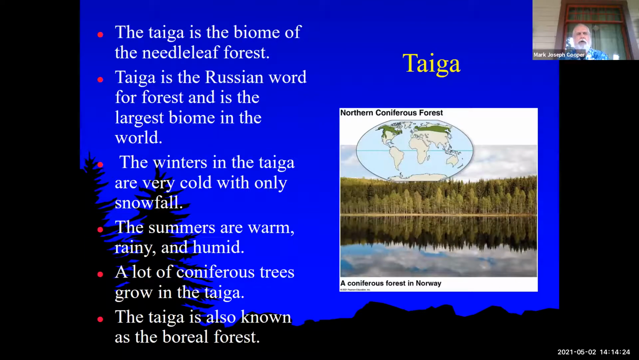All right, a couple more areas. Taiga. This is a coniferous forest. These are the ones with pine trees and things that have needles or scales for leaves. It's one of the largest continuous biomes. I will tell you the taiga is very cold with pretty much just snowfall. And then the summers are warm, rainy, and humid. So again, we're really looking at pine trees. They have lots and lots of trees, but the diversity may be limited. Another name for these is boreal forests. So quite a few different names for this.